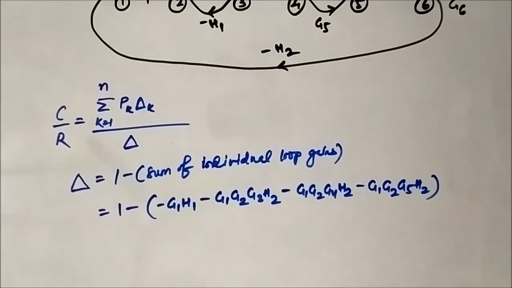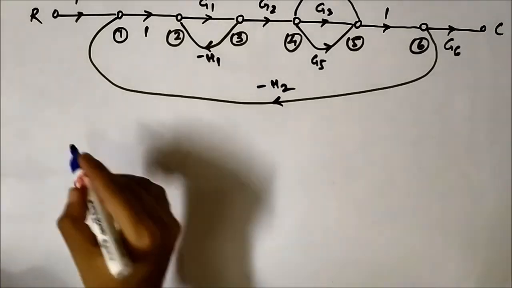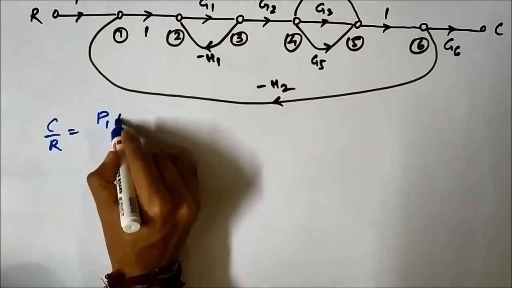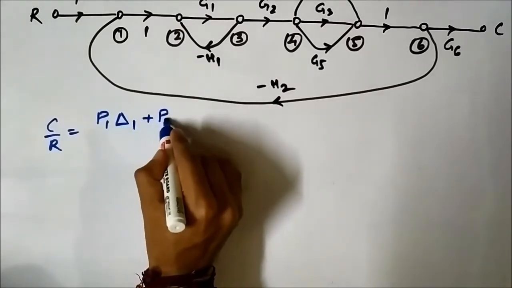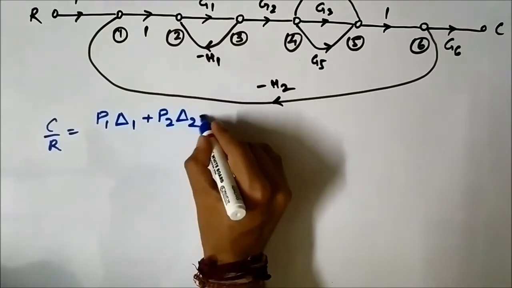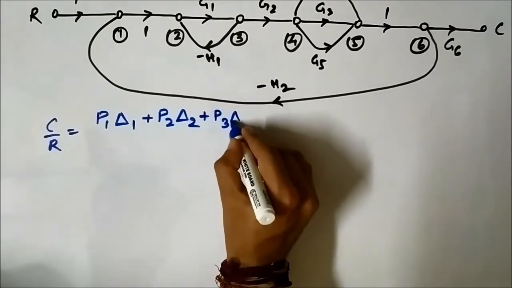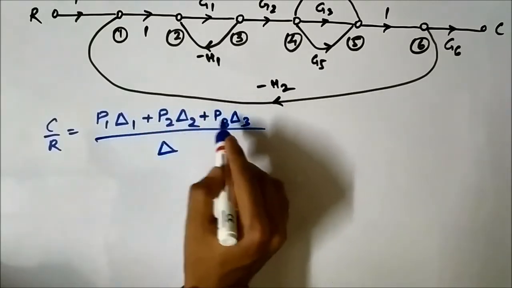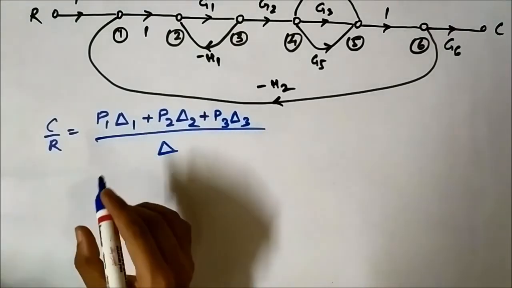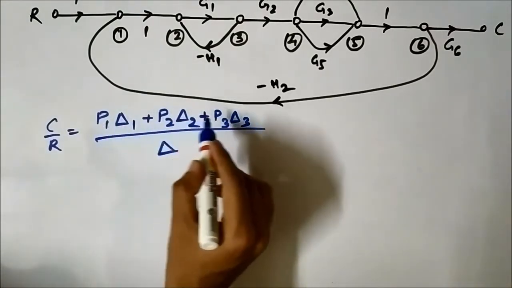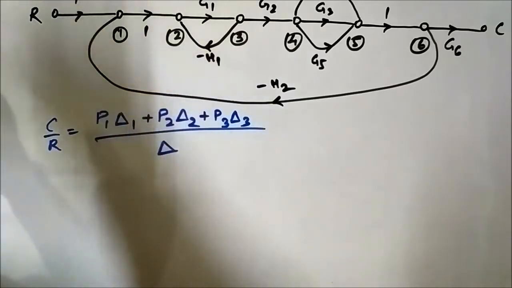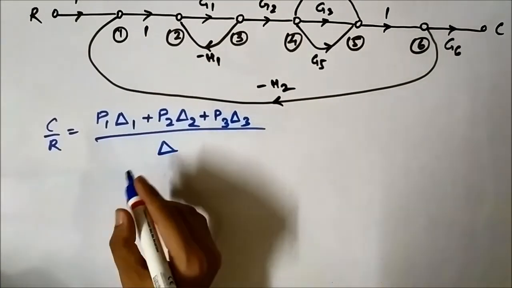We have calculated the graph determinant, and now we'll determine the transfer function of the system. So the transfer function of the given signal flow graph will be P1 delta 1 plus P2 delta 2 plus P3 delta 3 by delta. As there are three forward paths, three terms will appear in the numerator. Now these are the forward path gains P1, P2, P3, and delta 1, delta 2, delta 3 are the path factors of the respective forward paths, which we have calculated earlier.